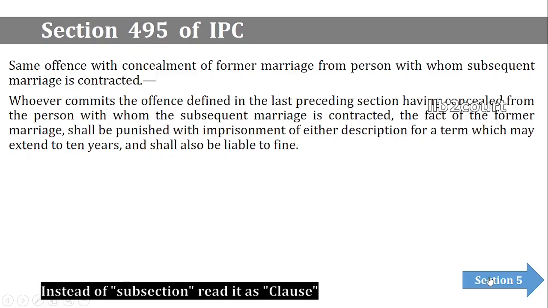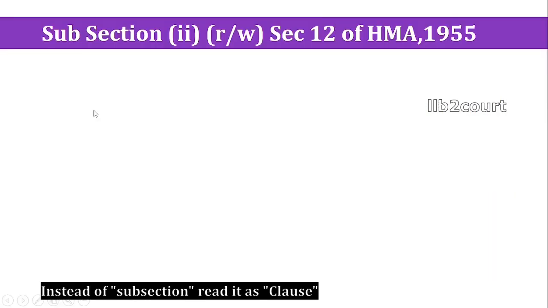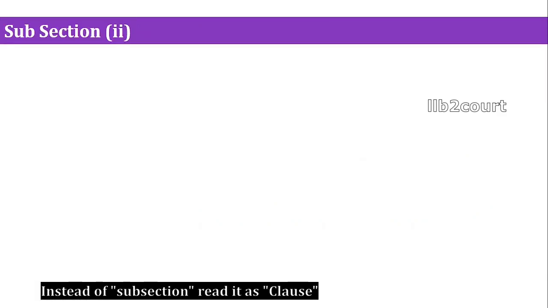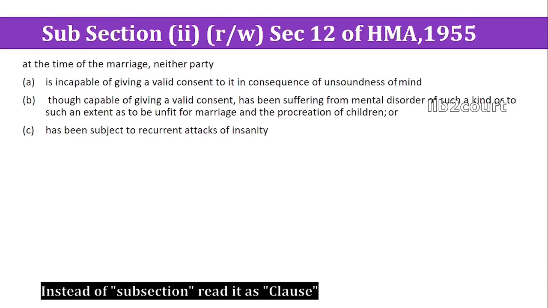Now let's see the second condition that is mentioned in subsection 2. It mainly talks about the mental capacity, and this has to be read along with section 12 of HMA Act. So in subsection 2, what it tells about is it mainly deals with insanity and unsoundness of mind.